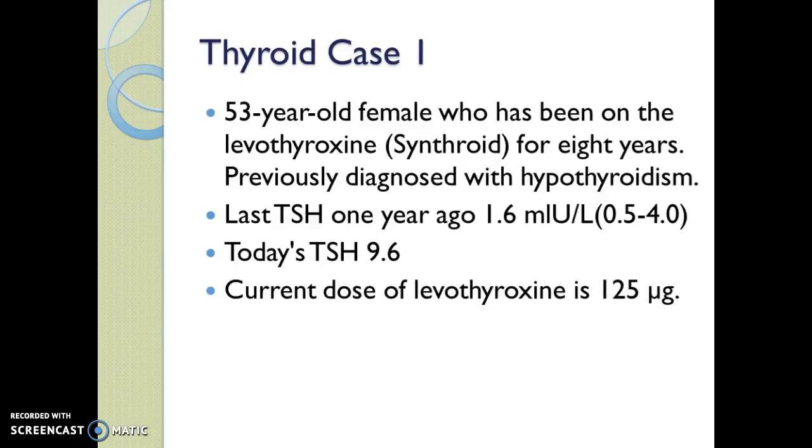Let's look at a couple of cases. This first is a 53-year-old female who's been on levothyroxine, or Synthroid brand, for 8 years. She's been diagnosed in the past with hypothyroidism. A year ago, her TSH was 1.6, and that's right in the middle of the range of 0.5 to 4. So we thought things were going well, and she was monitored on an annual basis. Today, her TSH is 9.6. Her current dose of levothyroxine is 125 micrograms. So her TSH is elevated.